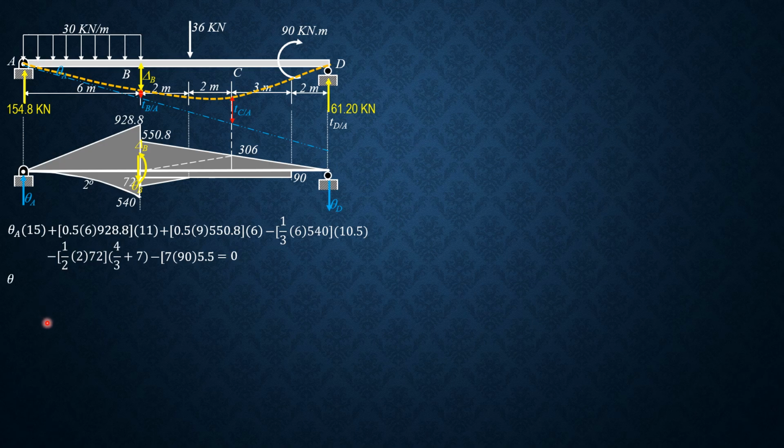So we can now solve theta A. It is equal to negative 2007.8 over EI, which is the same as before. So delta B is negative 2007.8 times 6, considering A to B, and we sum up moment about B equals 0. So this is counterclockwise, so equals clockwise moment minus counterclockwise moment. So delta B equals theta A, which is negative 2007.8 times 6, then plus moment of this area, 0.5 times 6 times 928.8 times 2, minus the moment of this area, 1/3 of 6 times 540 times 6 over 4, or 1.5. So delta B is equal to negative 8094 over EI, just like before.